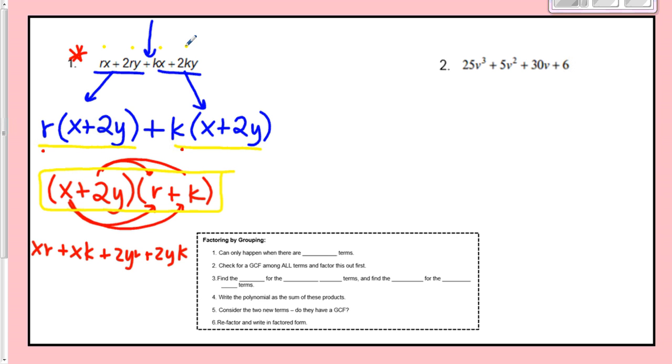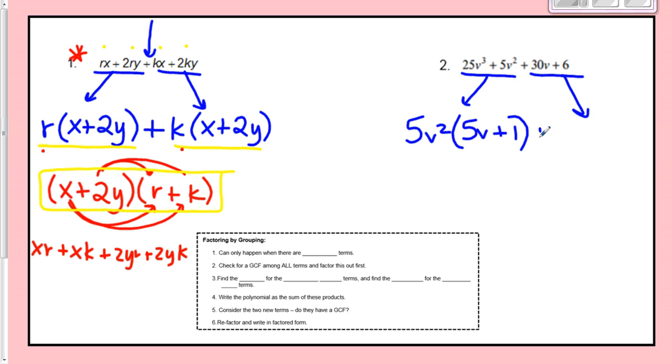So let's try this again. Looking at number 2. I'm going to take my first two terms, factor them, right? So I can take out a 5v squared. So I'm left with 5v plus 1. And take my last two terms, okay? I can take out a 6.